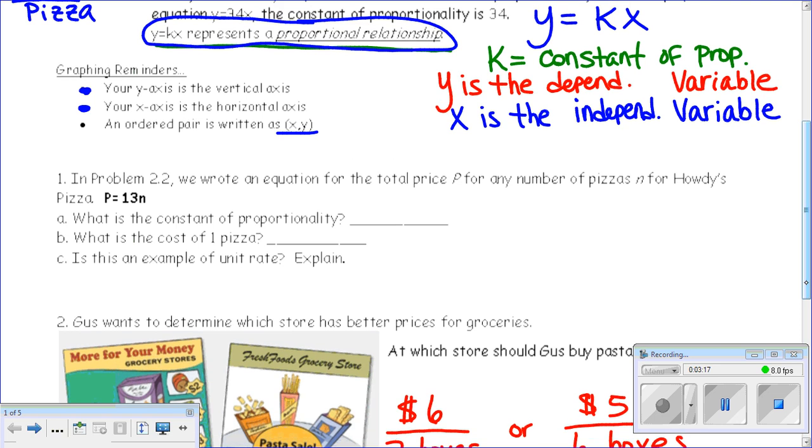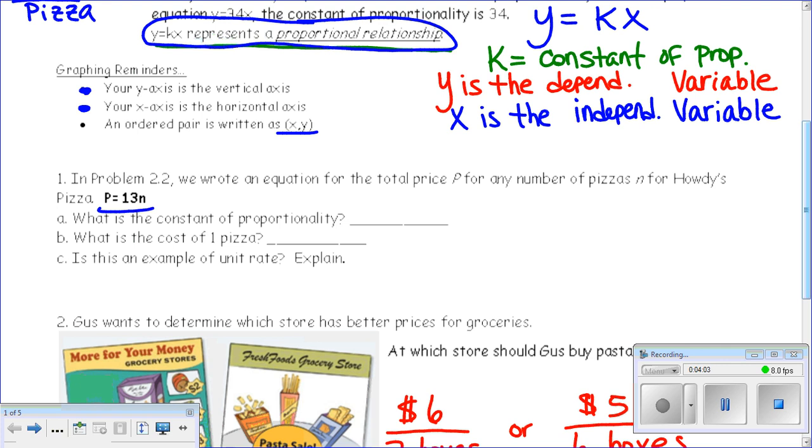So we looked at this yesterday. It says in problem 2.2, we wrote an equation for the total price, P, for any number of pizzas, N, for Howdy's Pizza. We found yesterday that the equation is P equals 13 times N, because $13 is the price of one pizza. So we're going to answer these questions based on this equation. What is the constant of proportionality?